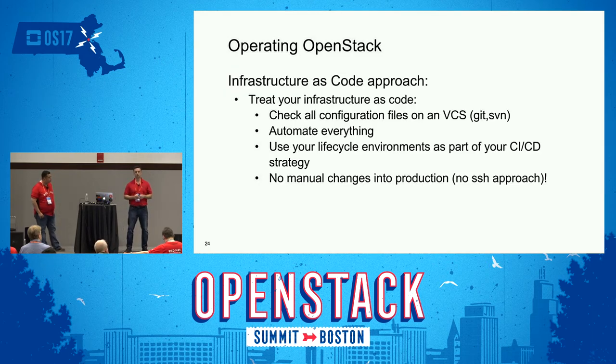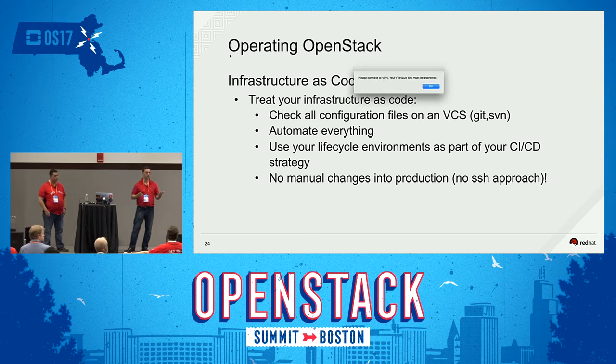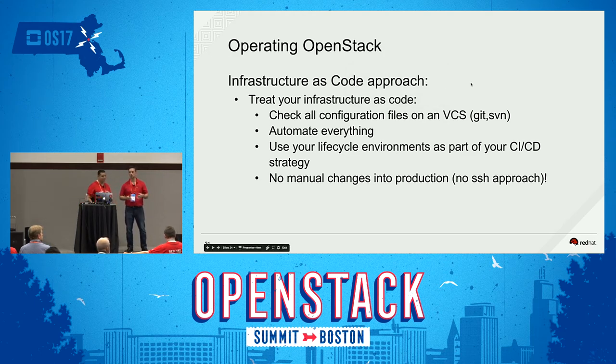So take an infrastructure as code approach when you go to operate your cloud. Check your configuration into CVS or Git. It's so easy, it's free. Use GitLab or whatever and you don't have to pay anything. Automate your changes. Red Hat provides a framework to be able to automate upgrades, for example, but it's up to you to look at that framework and use it and put it inside automation. Again, use your lifecycle environments. And this is my one thing I strongly recommend: no manual changes in production. This will enforce automation. If you don't have users who are able to SSH into your environment, then you're going to have to go through automation to get anything done.